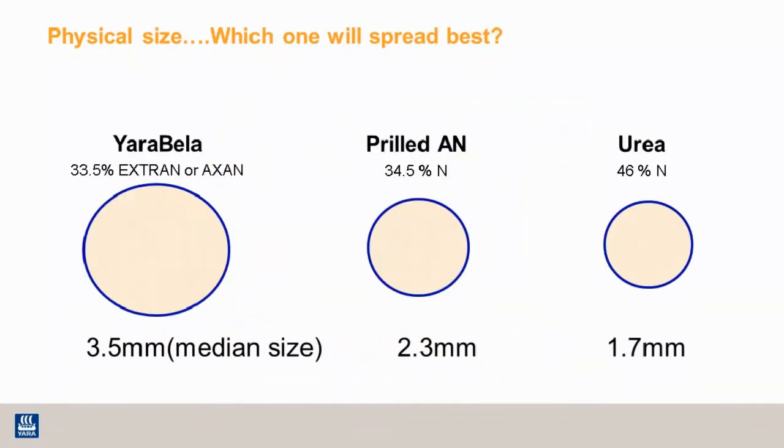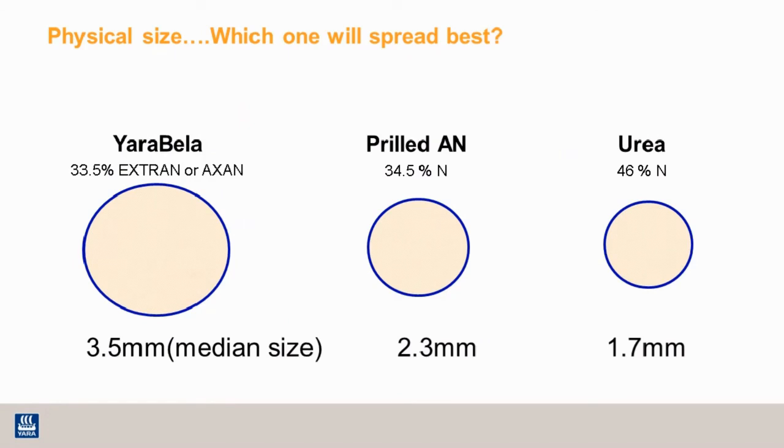So physical size is important, size and strength and other characteristics. So the granular products, as shown on the left, typically are Yara Bella, Extran and Axan, will have a median size of around 3.5 mil and will be harder and be able to spread further. In fact, we have calibration settings up to over 50 meters. And while prill products can be spread accurately, certainly up to probably 24 to 30, the smaller and the softer the products are, that will become more challenging to get a good setting, certainly at wider bout widths.